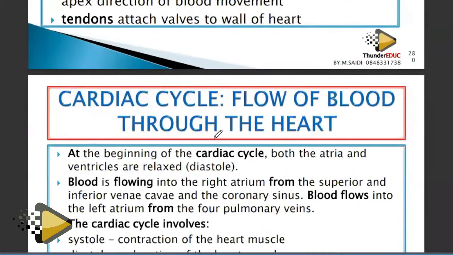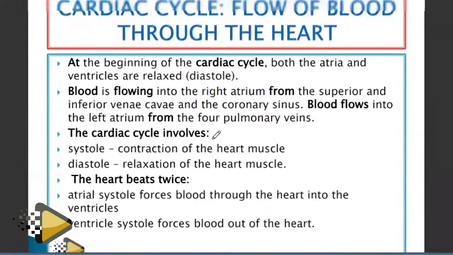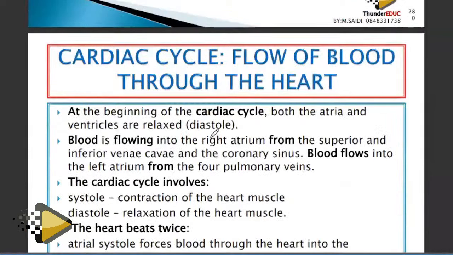Okay, cardiac cycle. In most cases, how do we set the cardiac cycle? In most cases, we bring these cardiac cycles in terms of a graph and we ask you to describe them, actually to know them. We teach them so that you know them. Now, remember, this is a basic.